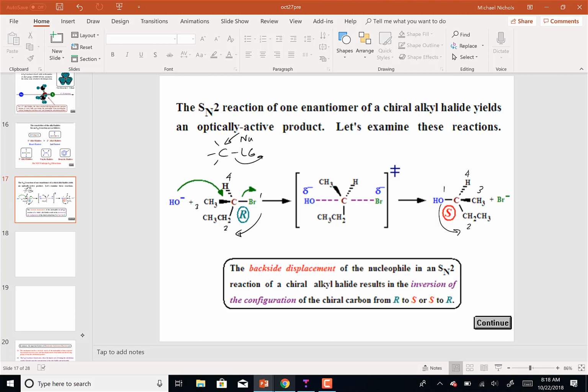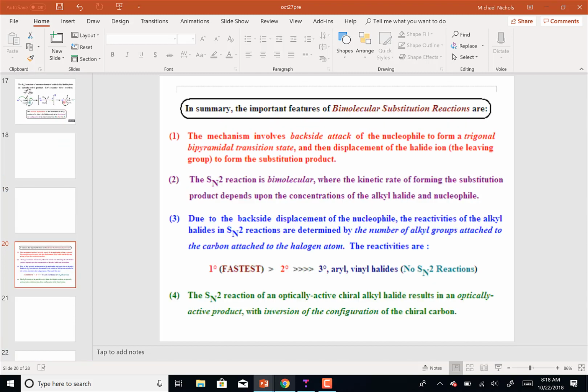So we need to be able to write the mechanisms of these reactions. Right? And there's a summary page that says, okay, here's the important things on bimolecular nucleophilic substitution, which is where the 2 comes from. It's because it's one step of 2 molecules reacting together. And so all of these: inversion of configuration, the backside attack, the trigonal bipyramidal geometry, and the kinetics being bimolecular are the important parts of that reaction.